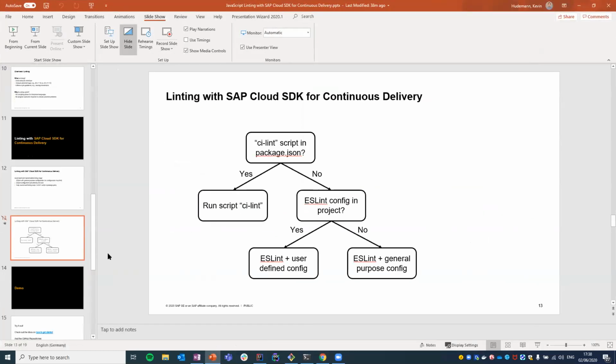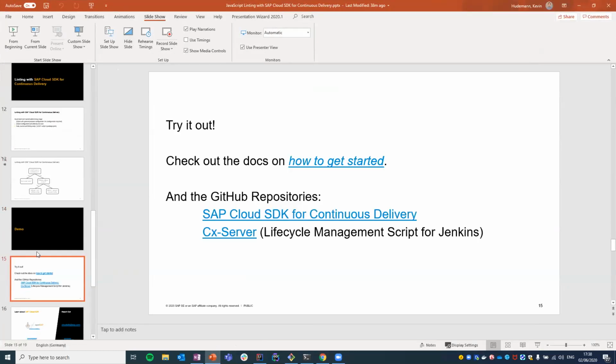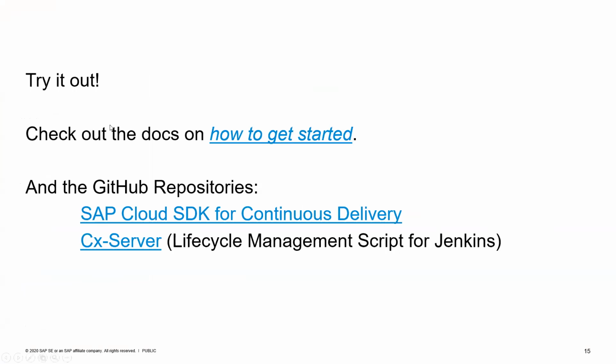I hope it was interesting for you. And if you want to learn more, we also provide some links on the slides here. So first of all, you can check out the documentation on how to get started with the pipeline with this link up here. And below you will find the links also to the GitHub repositories. First one for the Cloud SDK for continuous delivery, so basically the first one is for the Cloud SDK pipeline, and the second one is for the CX server. So this is the lifecycle management script for Jenkins that I have mentioned, which I've also used to set up the Jenkins server for today's demo.